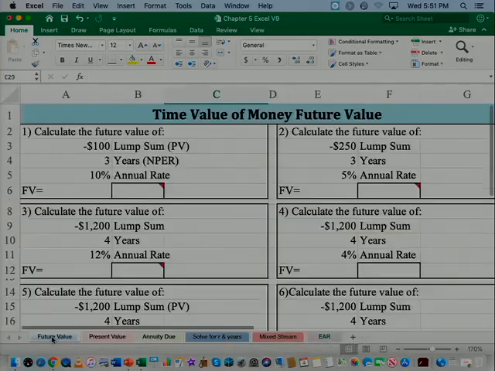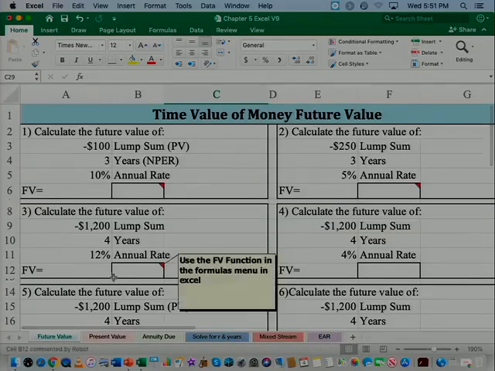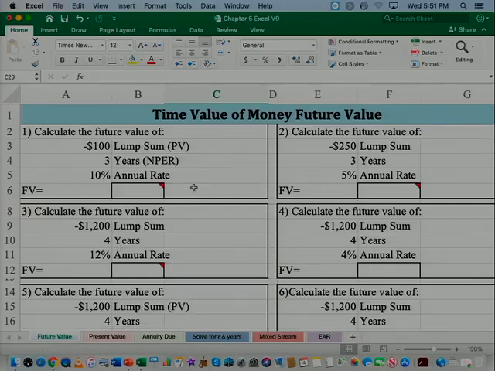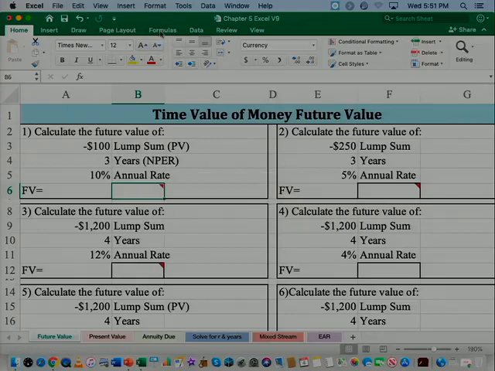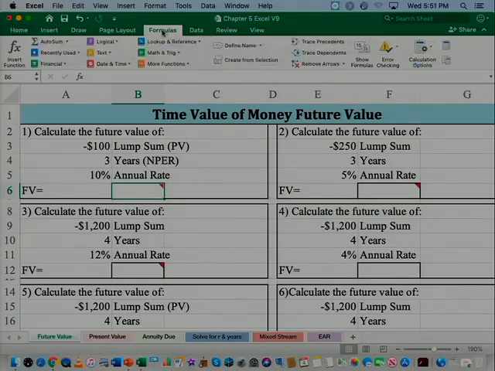Okay, so we're going to go to the light blue tab. You don't have these colors, I just set them up. So it's this light blue time value money. Here's the first example. So I put this little comment in here, and I said, use the future value function in Excel, in the formulas menu. So how we do that is we go to where it says formulas. Is everybody with me? And we click on formulas, and then we want to click on insert function.